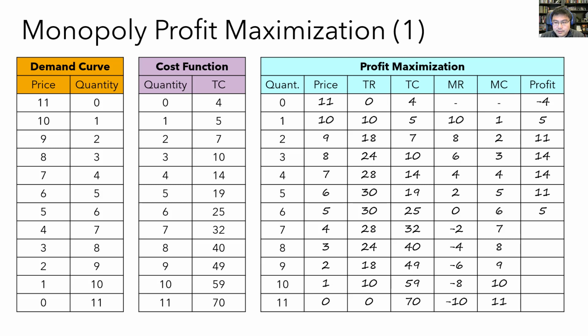28 minus 32 is minus 4. 24 minus 40 is minus 16. 49 minus 18, so negative 31. 10 minus 59 is negative 49. And 0 minus 70 is negative 70. Okay, whew, that was a lot of mental math. All right, but if you look here, you would see that indeed the highest profit that you could achieve is 14, and you do indeed maximize your profits when marginal revenue equals marginal cost at a quantity of 4 and a price of 7.